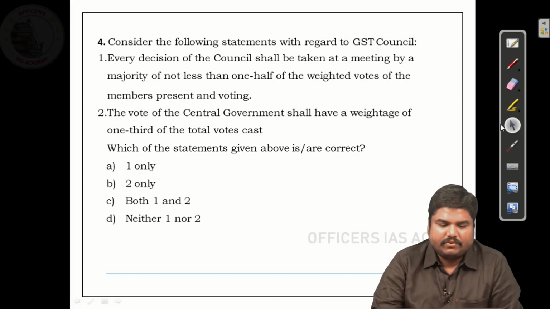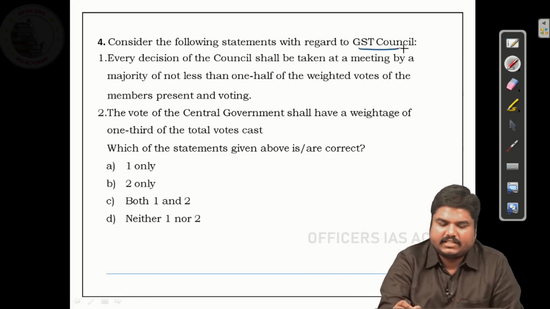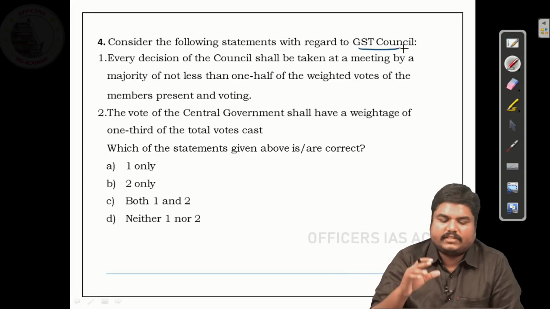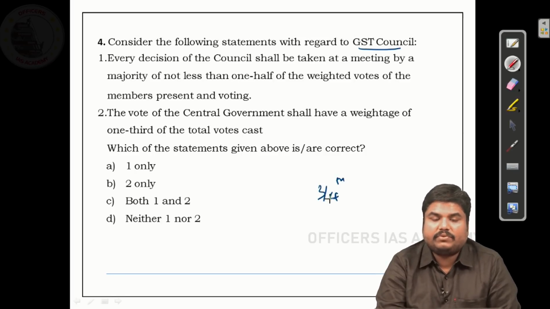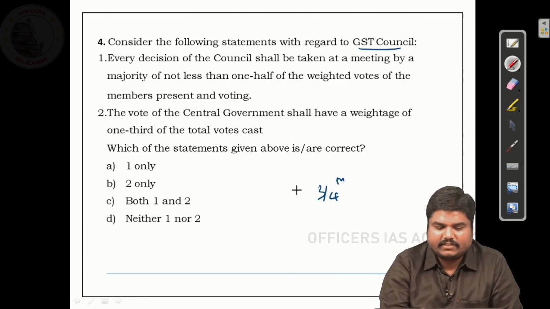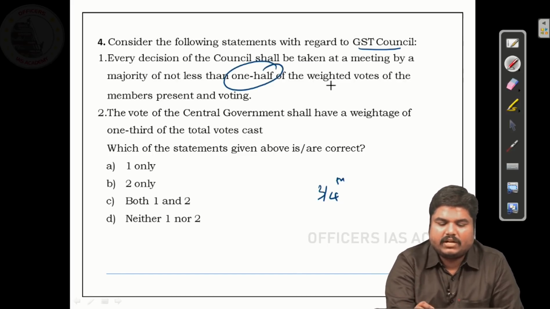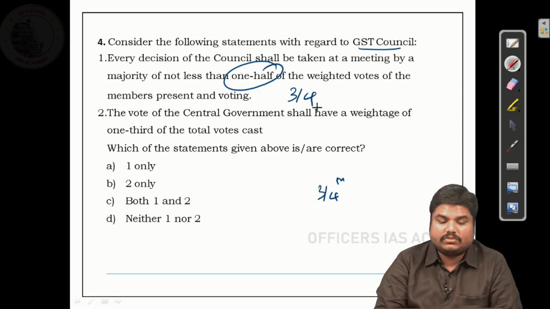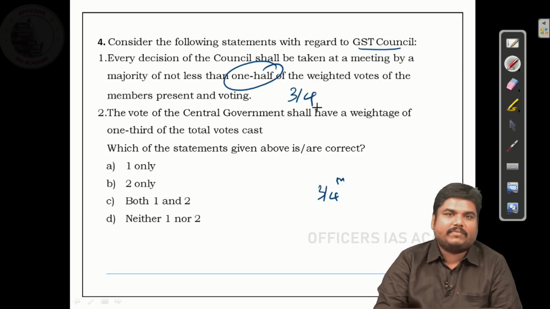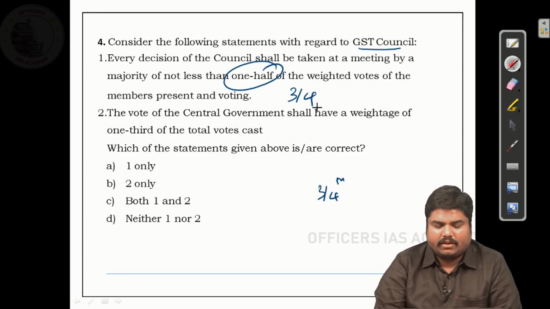So next question. Fourth question. This is again regarding GST Council. In GST Council, every decision is taken through a majority voting. What majority? We need to have 3/4 majority to take any decision in this council. Here the statement says that the majority should be not less than 1/2. No, the majority should be not less than 3/4 of the weighted votes of the members present and voting. Right? Statement 1 is wrong.